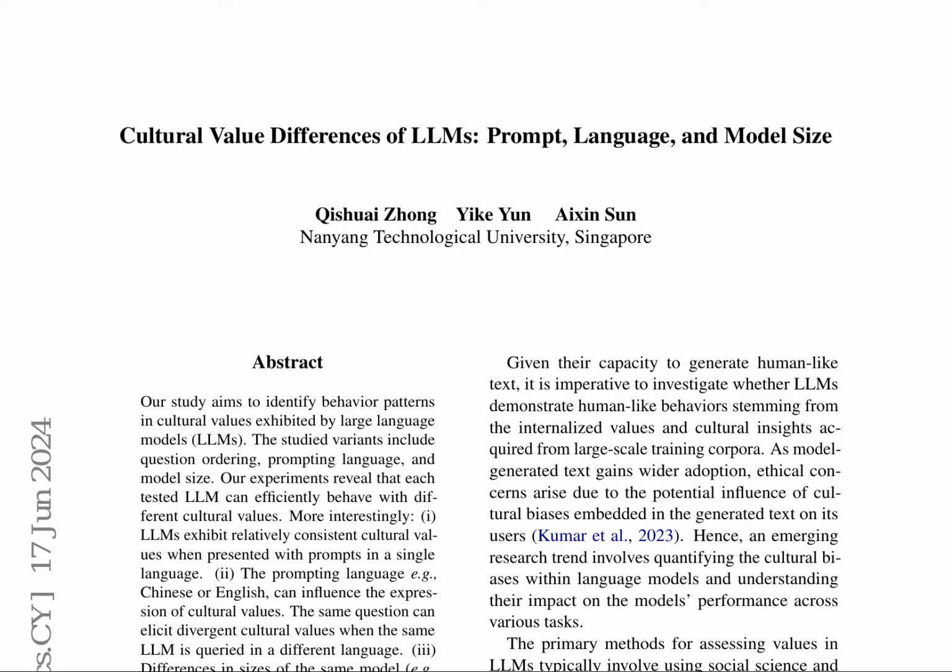This study examines the cultural value differences exhibited by large language models, LLMs, in response to various prompts, languages, and model sizes. Utilizing Hofstede's Value Survey module, the research assesses cultural values across 6 dimensions, revealing that LLMs consistently demonstrate similar cultural values within a single language but are affected by alterations in the positioning of options.